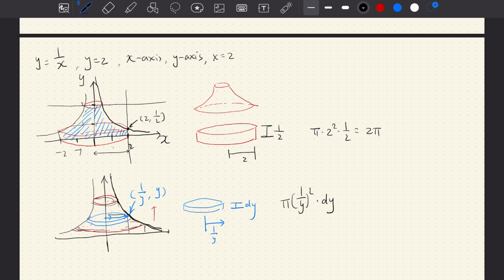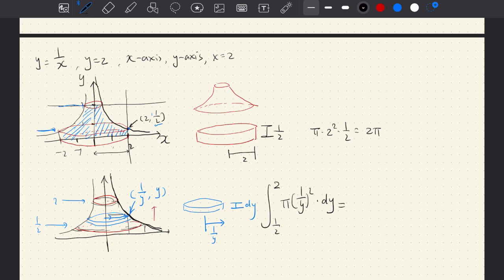Eventually we want to integrate this thin disk, right? So we have to find the range of the y-coordinate. Here the y-coordinate is 2, and here the y-coordinate is 1/2. You can look up here: the y-coordinate here is 2, and here we just derived that the y-coordinate of the base should be 1 over 2. So integrate from 1 over 2 to 2.